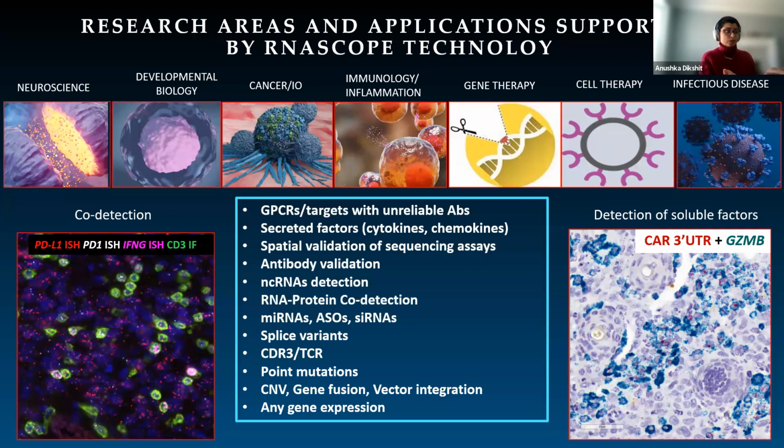Additionally, we have seen a lot of adaptability of this assay in cell and gene therapy because we can now visualize gene fusions, we can visualize copy number variations, and we can visualize integrated vectors using some of our other assays. And overall, just the flexibility of designing a probe against any target and any species has helped us penetrate different and unique research areas, which have struggled with some of the tools that they can use in the past.